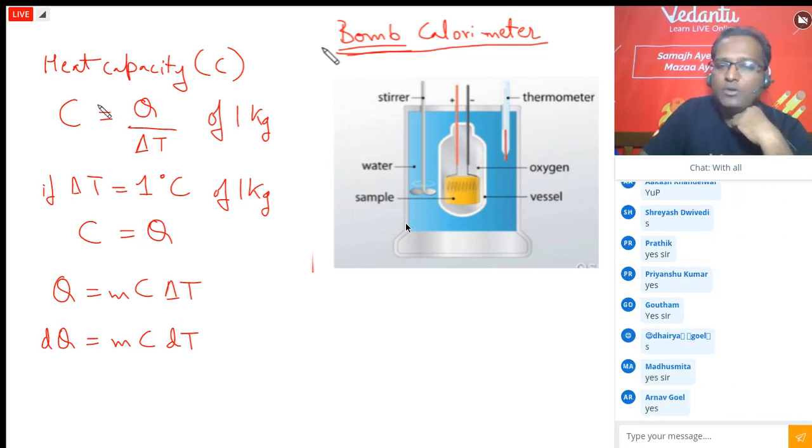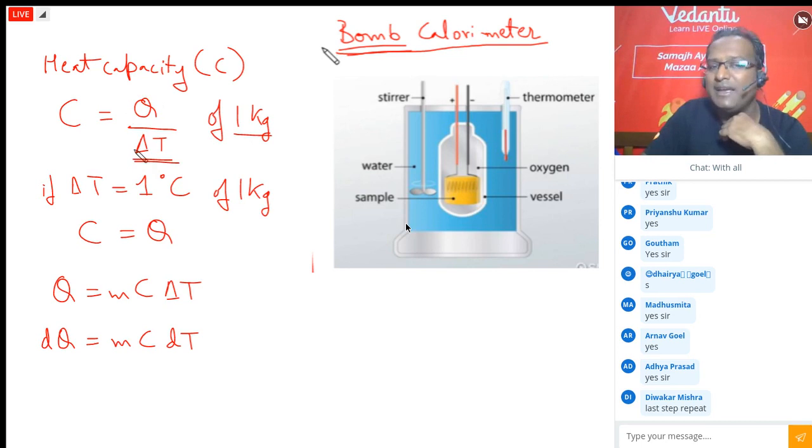I'll repeat it fully, no issues. C is defined as heat capacity, which is the amount of heat required to raise the temperature of a 1 kg body by delta T value. If I say that delta T is 1 degree Celsius, C becomes equal to Q. So heat capacity is defined as the amount of heat required to raise the temperature of a 1 kg body by 1 degree Celsius.